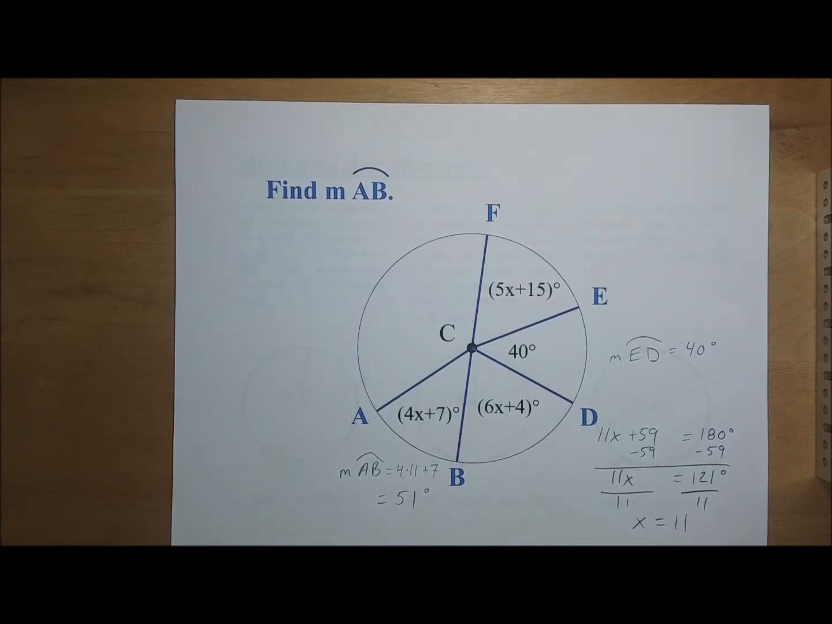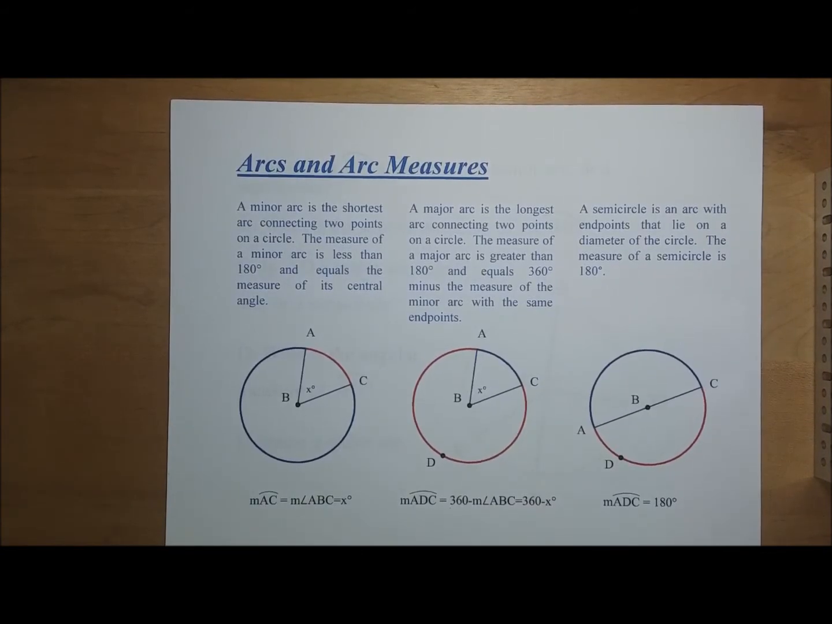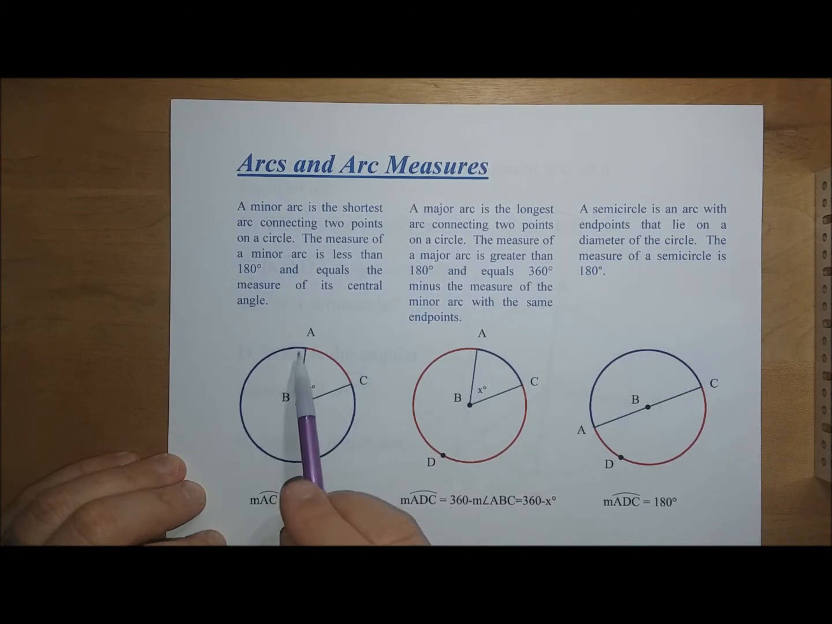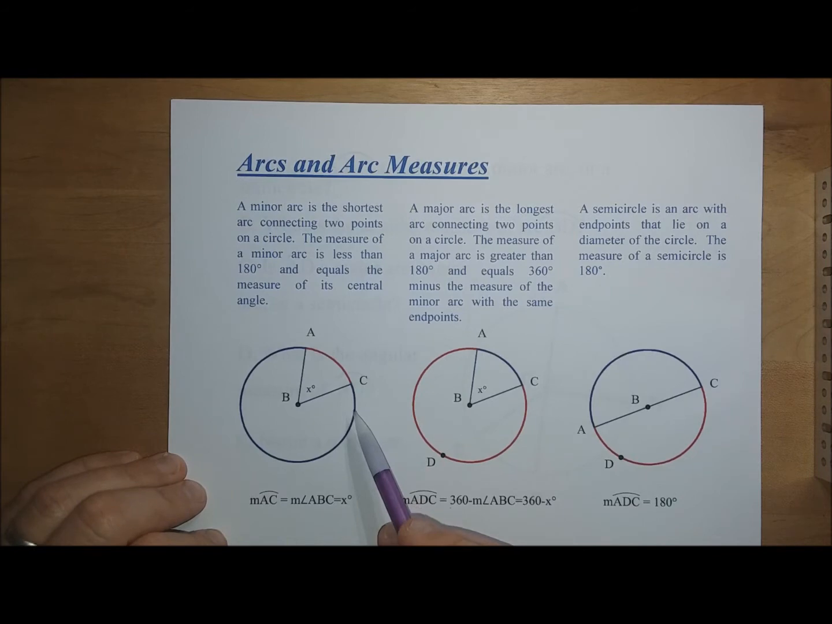Good. All right, now that we've got a little taste of central angles and the arcs that they create, let's talk about arcs and arc measures. Let's start with our minor arc. Here we've got an example of a minor arc, which is the shortest arc connecting two endpoints on a circle. So here we would say AC is a minor arc, as opposed to this major arc AC that we would get if we went all the way around. If we're just talking about the measure of arc AC, it's assumed that we are taking the shortest route.